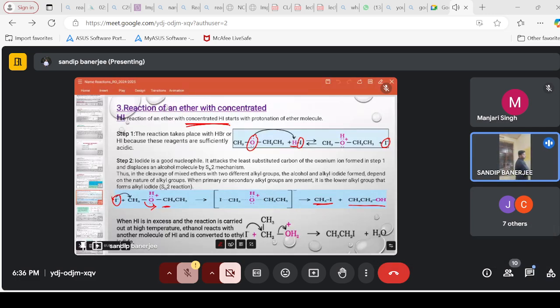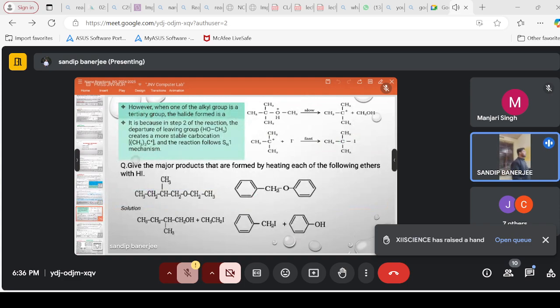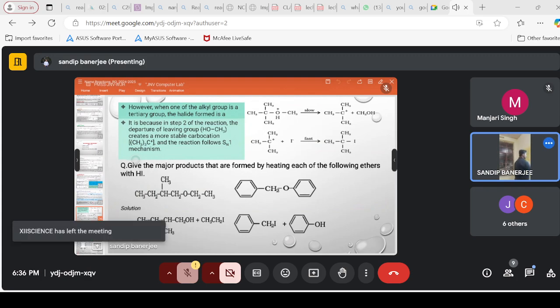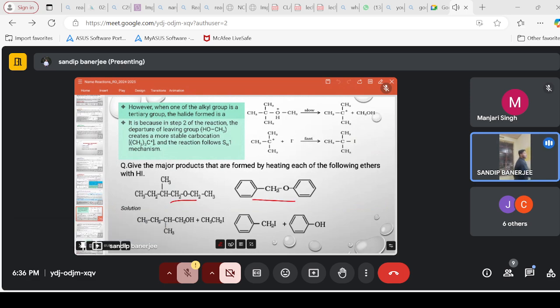Okay, I am not going to discuss this one. Most of the time, the question usually asked is about this one. Let's think you want to get the product from this substrate and this substrate, or write the product. This question is very important. Give the major product formed with the addition of HI for this one and this one. Normally, either this bond will clip or that bond will clip.